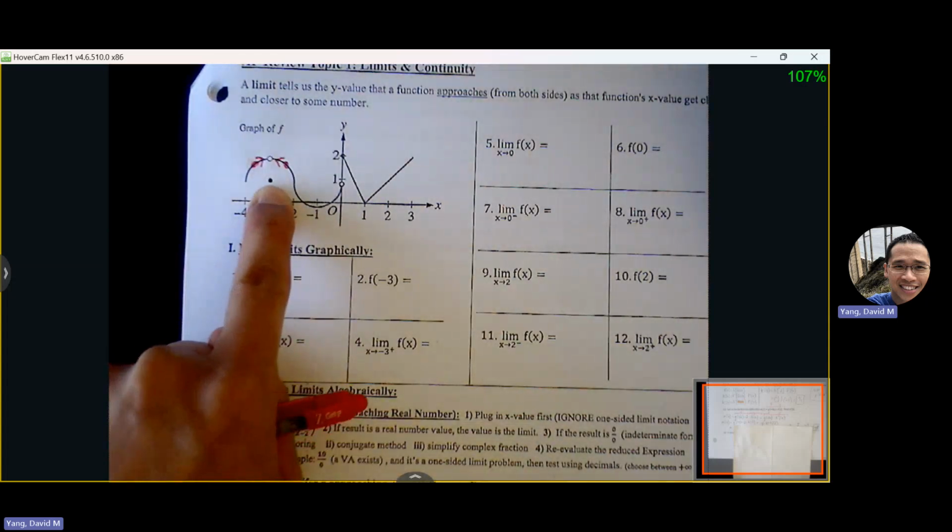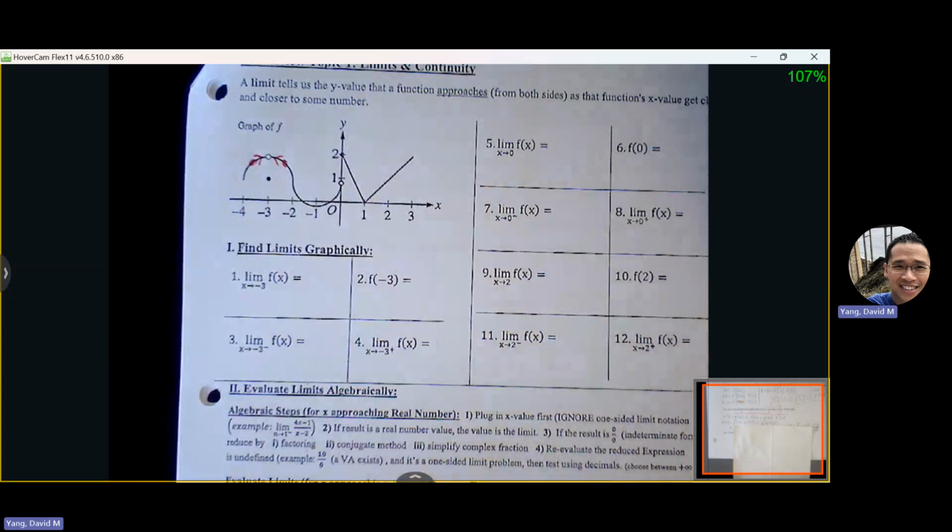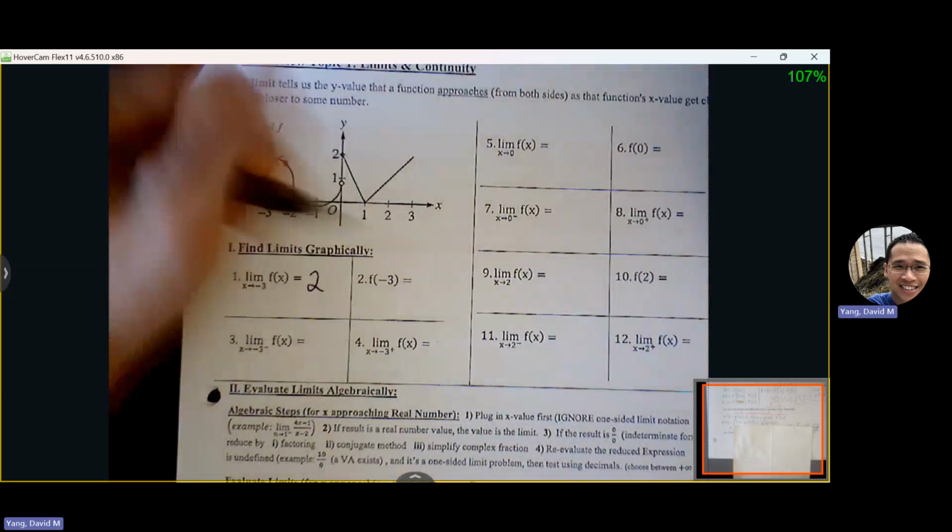You may be tempted to want to isolate that point there, but we know that a point, an island, is never going to be the answer for a limit. It's always going to be the approach, or where the arrows are headed. So both arrows are headed towards a y value of 2. So that is our limit.